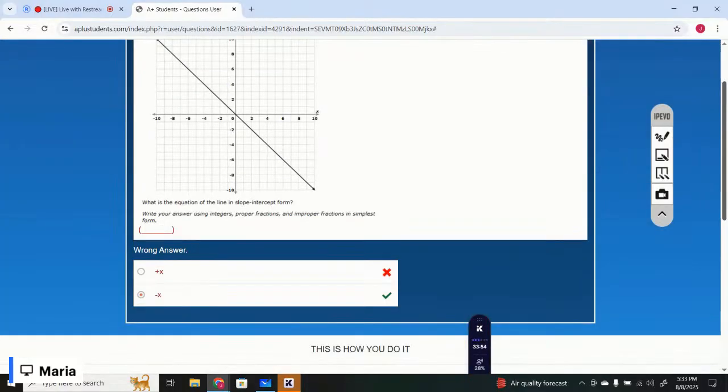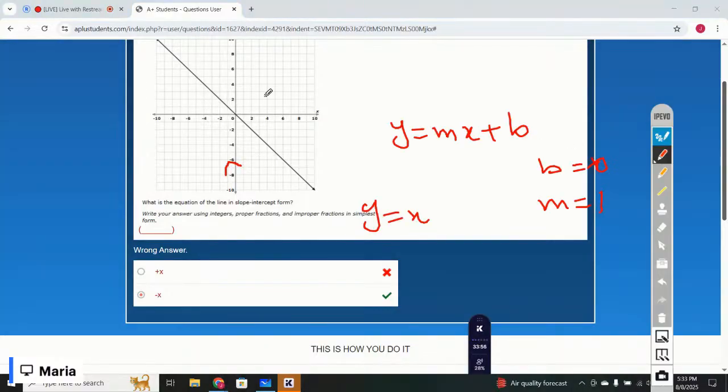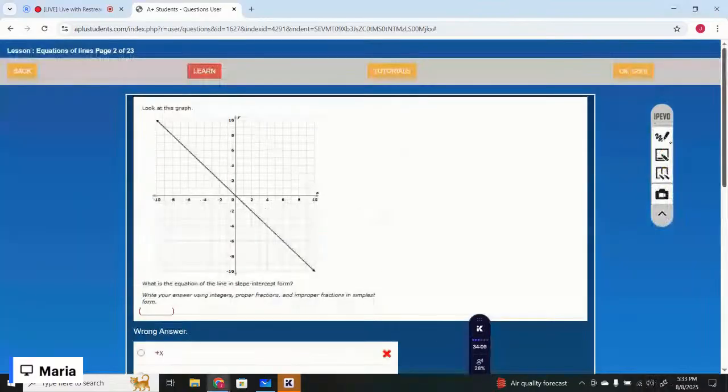Negative x. Oh yes, because here the values are negative. That would be negative 1. So y equals negative x. Option number 2 is the correct option. That would be negative x.